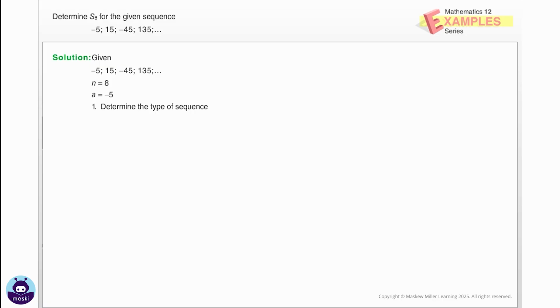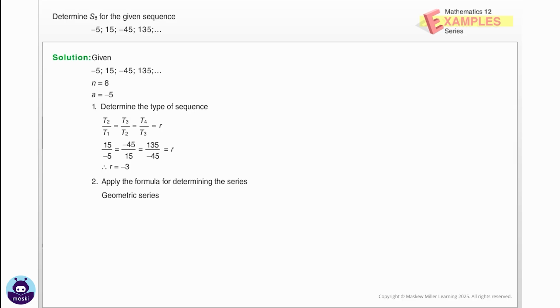of this sequence. By observation, we can see that the difference does not seem to be constant. Let us calculate the common ratio for this sequence to see if it is constant. Substituting the values, we get, therefore r equals -3. Thus, the sequence is geometric.